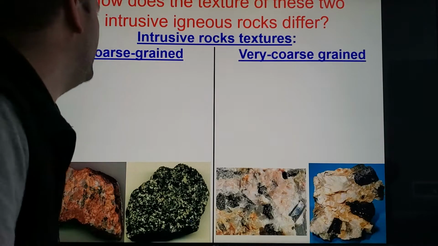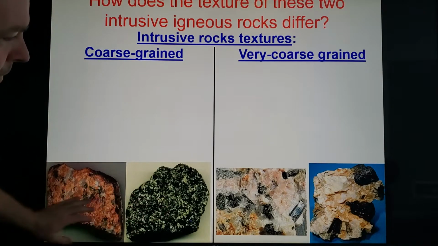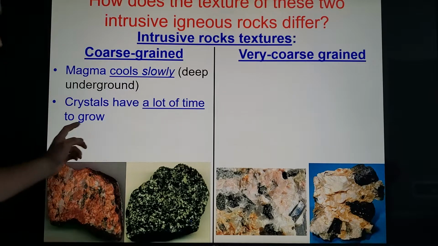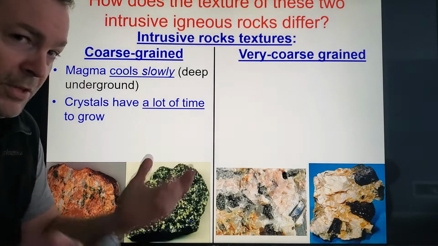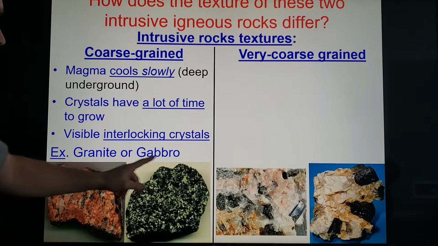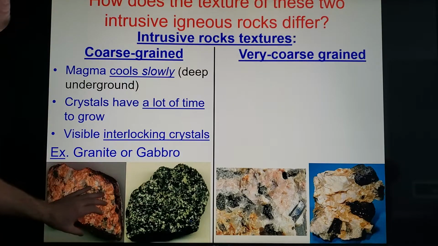So on the left side, we have coarse examples. You can see there, big crystals. All right? The magma cooled slowly. They have a lot of time to grow, could be hundreds to thousands of years. And you'll have those interlocking crystals. And the examples, of course, would be granite and gabbro.